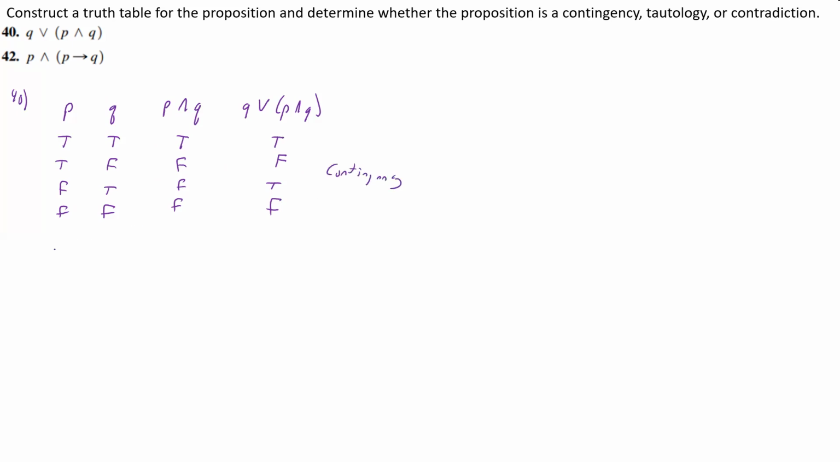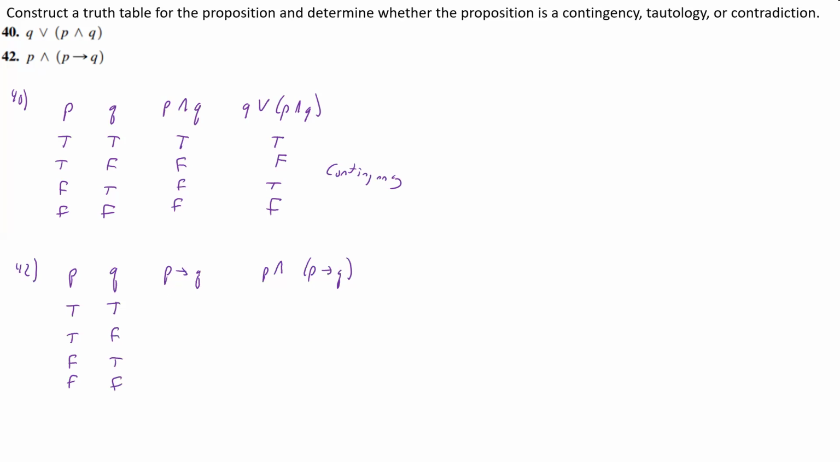Okay. All right, what about 42? Well, with 42 we're going to have a similar kind of thing. We're going to have a P, a Q, then if P then Q, and then P and if P then Q. So let's do this. We'll have a P again, a Q, a P then Q, and then a P and P then Q. Okay, so P's are going to be the same: true, true, false, false. Q: true, false, true, false.